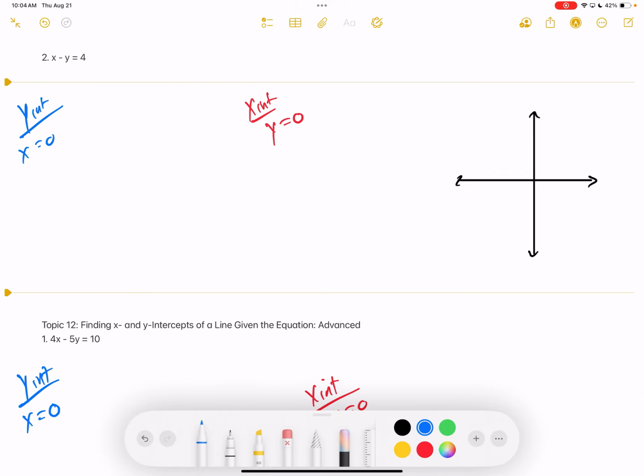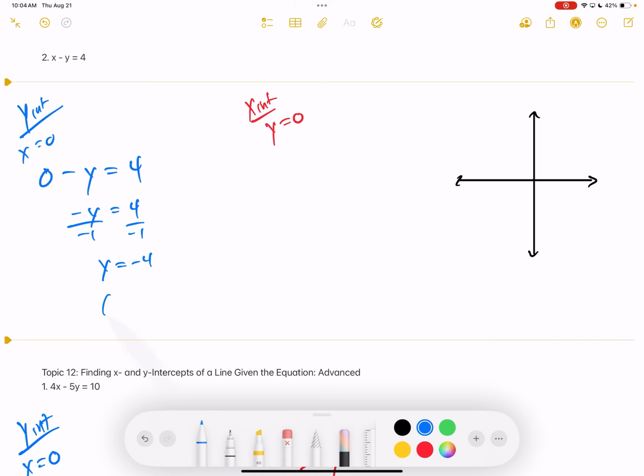All right, same thing on the next one. To find the y-intercept, I make x be 0. And then I just have negative y equals 4. That is like a negative 1, so I want to divide by negative 1. Get y equals negative 4. So my y-intercept is at 0, negative 4.